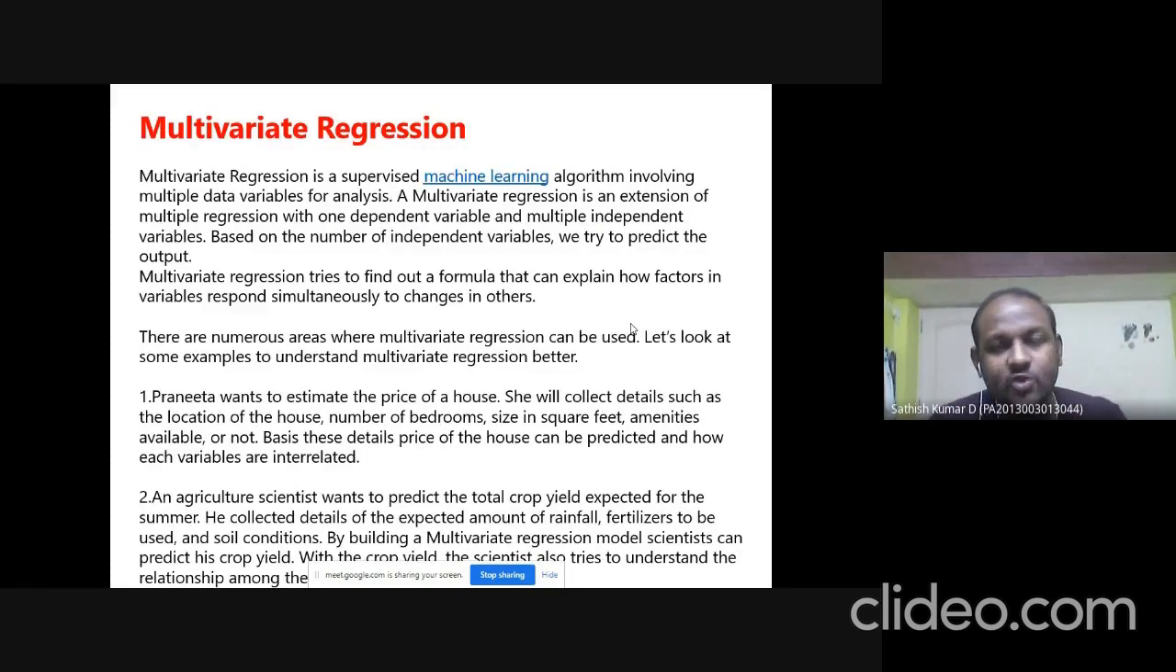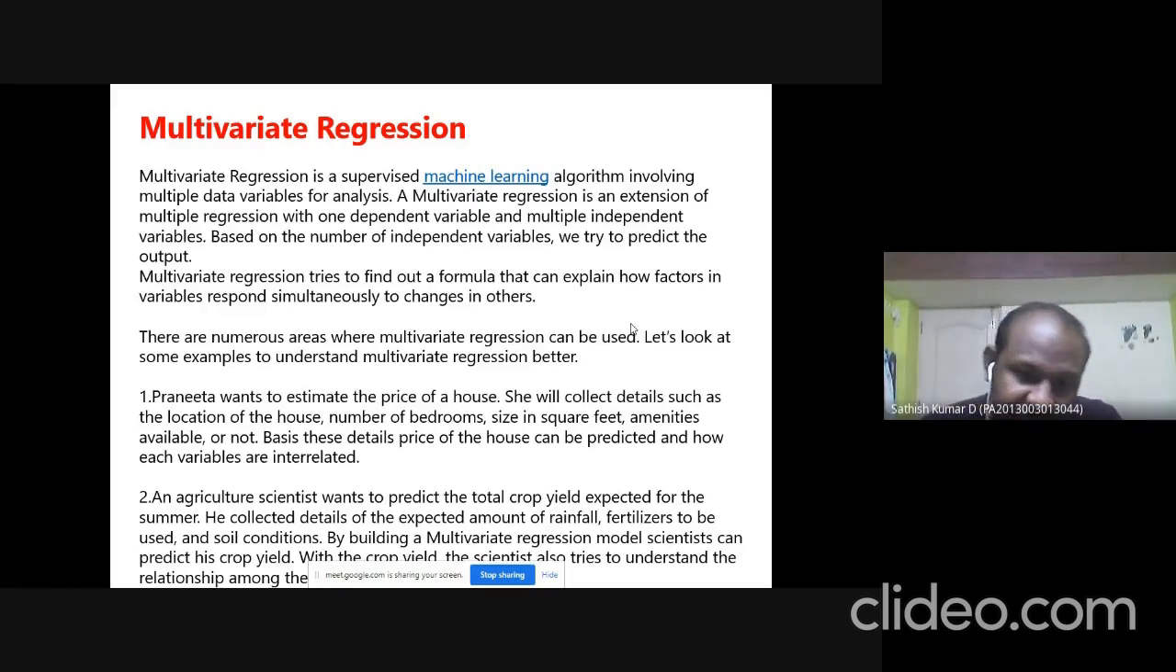Multivariate regression is a supervised machine learning algorithm involving multiple data variables for analysis. Multivariate regression tries to find a formula that can explain how factors in variables respond simultaneously to changes in others. There are a number of areas where multivariate regression can be used. For example, Pranti wants to estimate the price of a house. She will collect details such as the location of the house, number of bedrooms, size in square feet, and amenities available or not. Based on these details, the price of the house can be predicted and how each variable is interrelated.